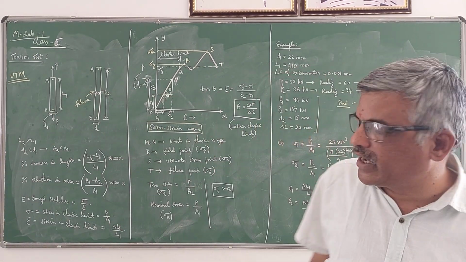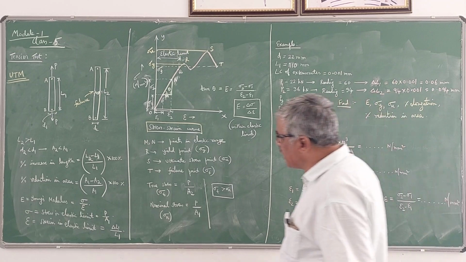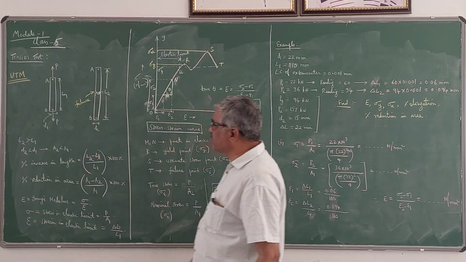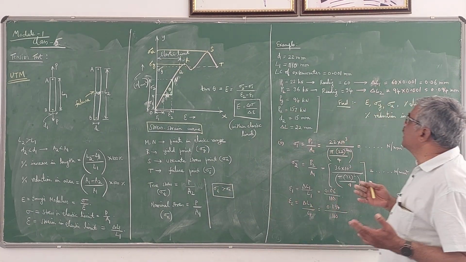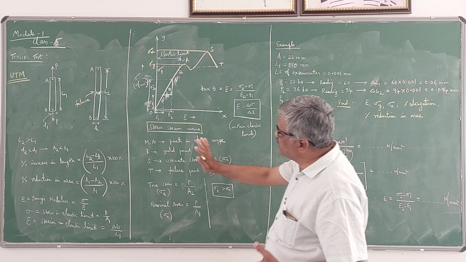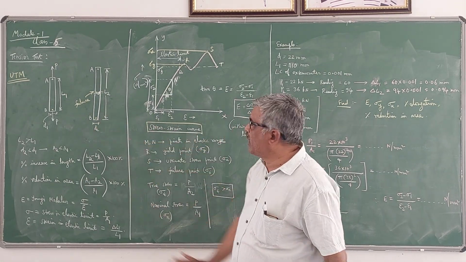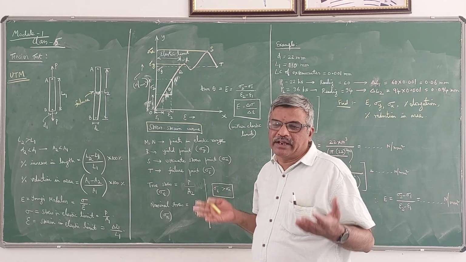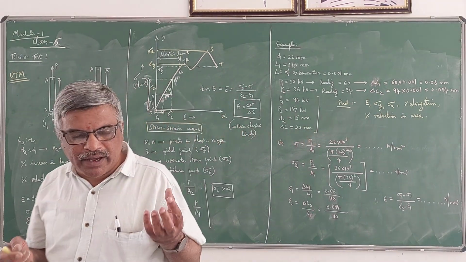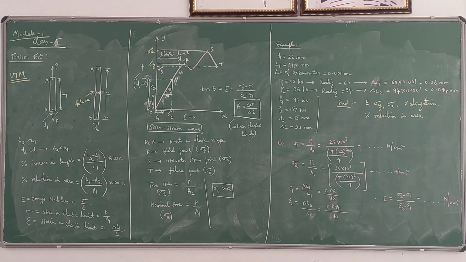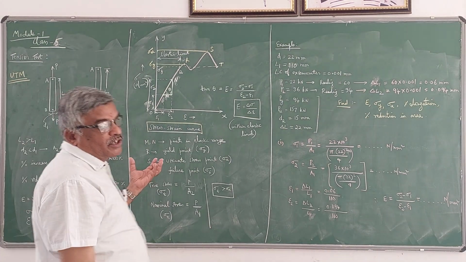So the initial length I have taken as L1 here. A1 is the initial area, A2 the final area. A1 is given by pi D1 square by 4, and A2 is given by pi D2 square by 4. Because it is a circular specimen, those are the formulas. Now, once the load is applied gradually, there is an instrument called an extensometer or dial gauge, by the use of which we can measure the elongation.